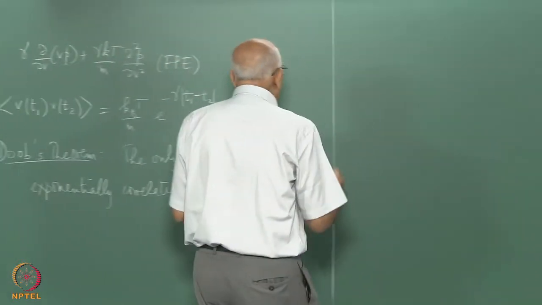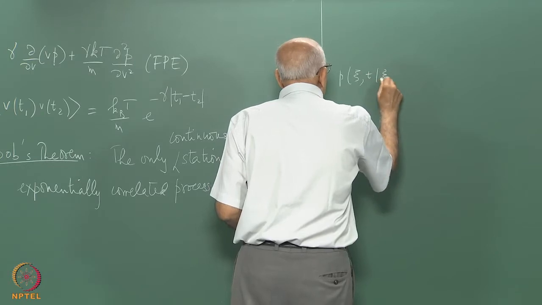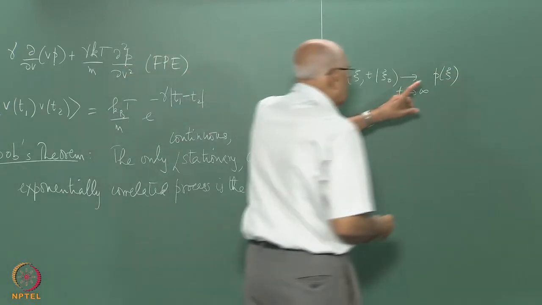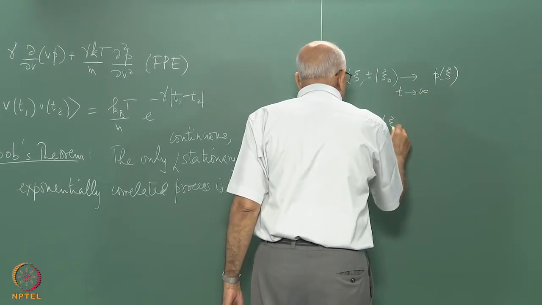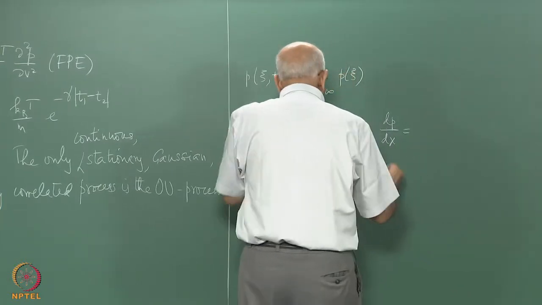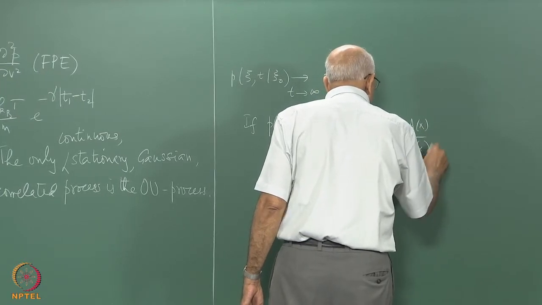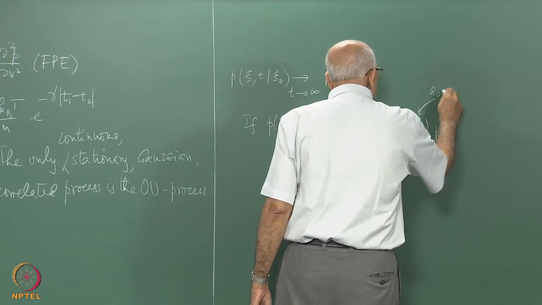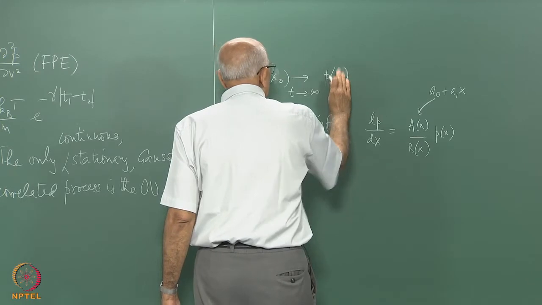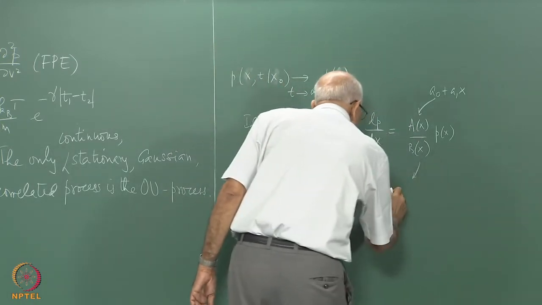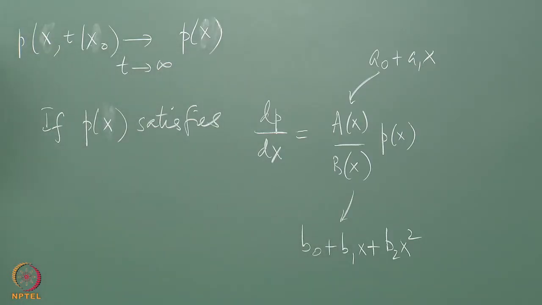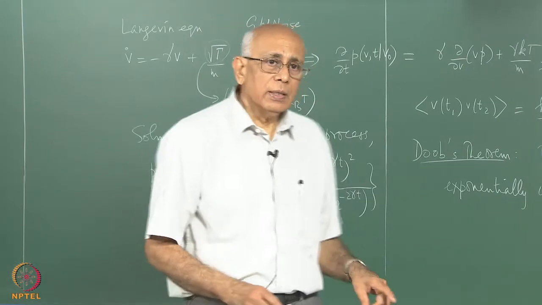And such processes are those for which this quantity P of xi, t given xi naught, asymptotically as t tends to infinity tends to the stationary probability density P of xi, where this P of xi satisfies the equation dp over dx equal to some a of x over b of x times p of x, and this is at best linear, of the form a1 x, and this is quadratic. So consider those processes for which the stationary distribution satisfies this differential equation.